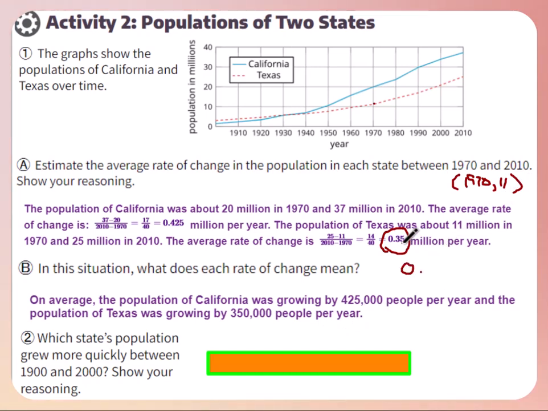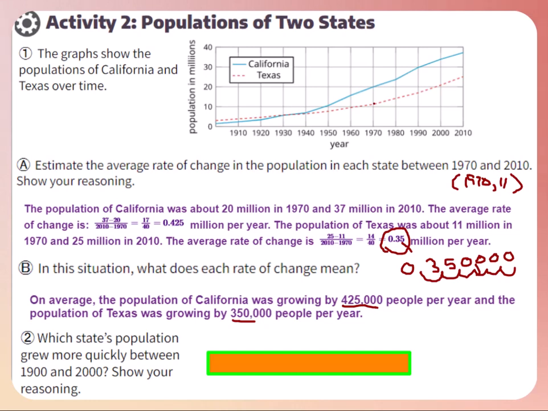So we take that number, let's just take 0.35, and we've got to move this over 6 places. A million has 6 zeros. 1, 2, 3, 4, 5, 6. Fill in the zeros. There's no decimal left anymore, and put in your commas. So that's how they get that 350,000 and 425,000.